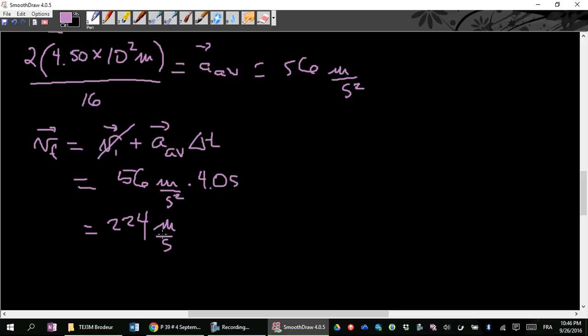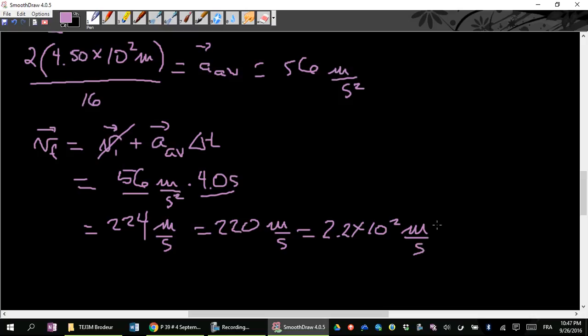Right. Again, we have to be careful with our significant digits. So 2 significant digits, 2 significant digits. So I have to round after the 2 here. And if I round, I get 220 meters per second, or 2.2 times 10 to the power 2 meters per second. And this is up. So don't forget the direction. Okay, so that was page 39, number 6.